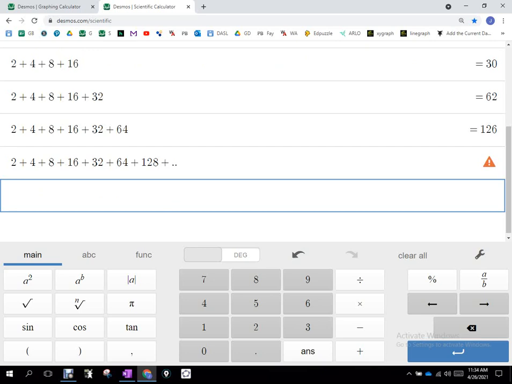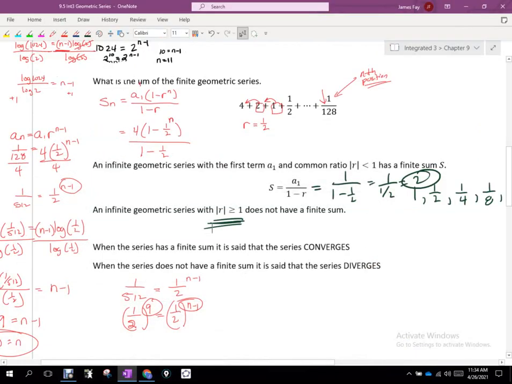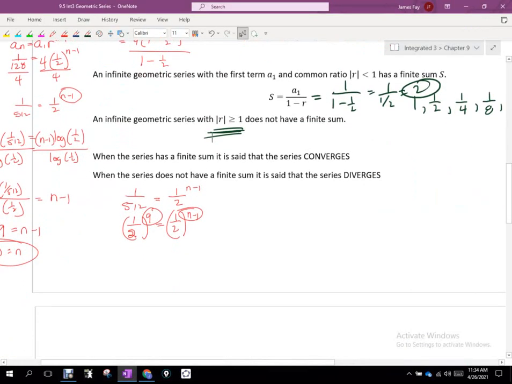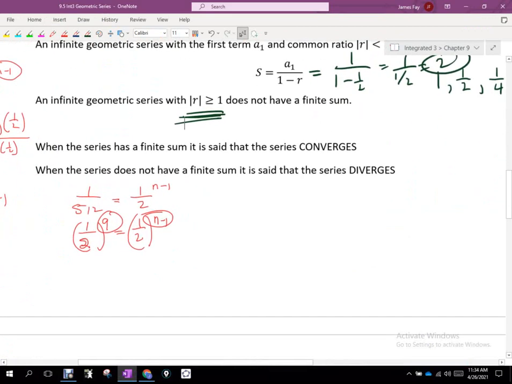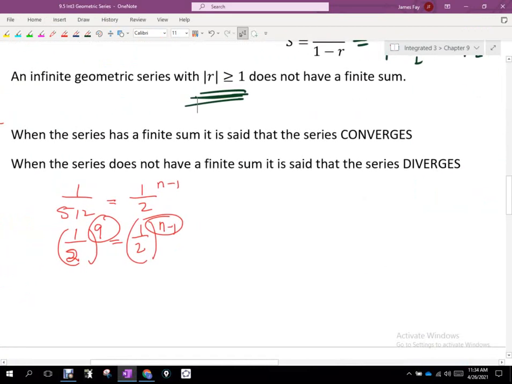and that idea is referred to as this, okay? So when the series does not have a finite sum, we say it diverges, okay? When it has a finite sum, we say it converges.